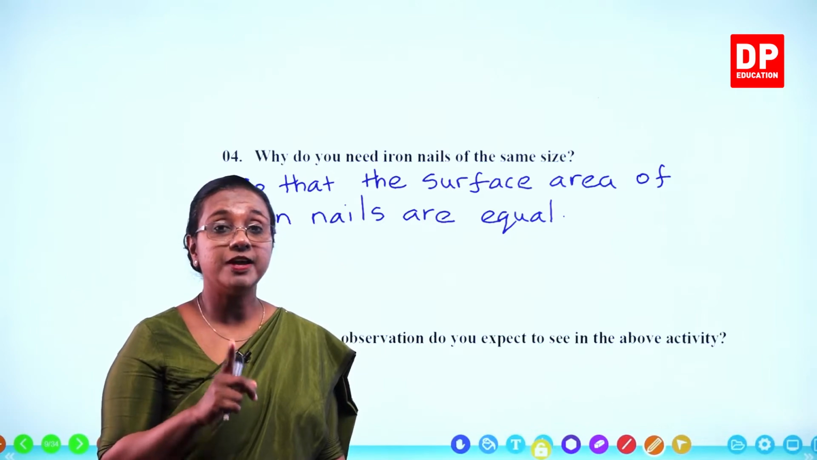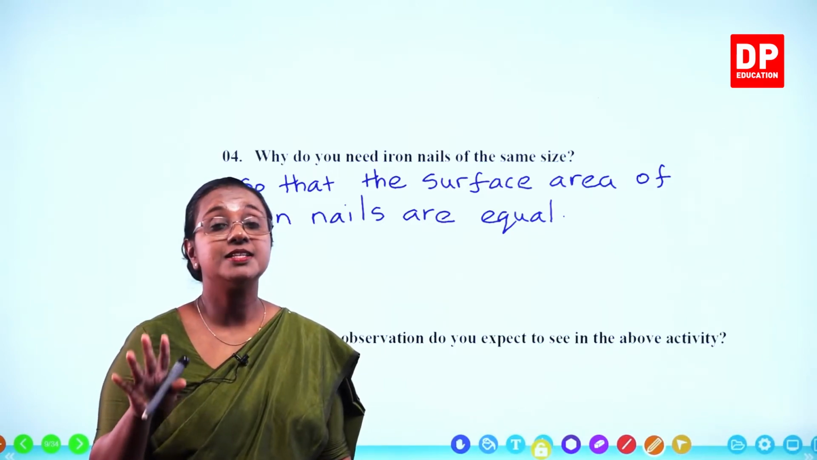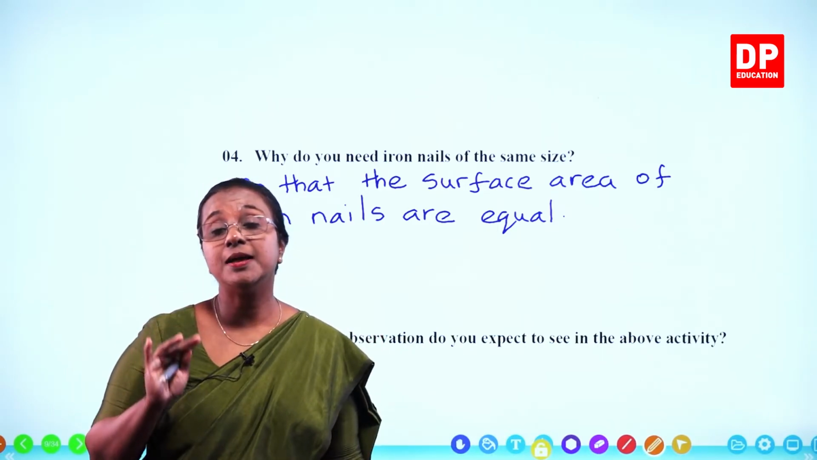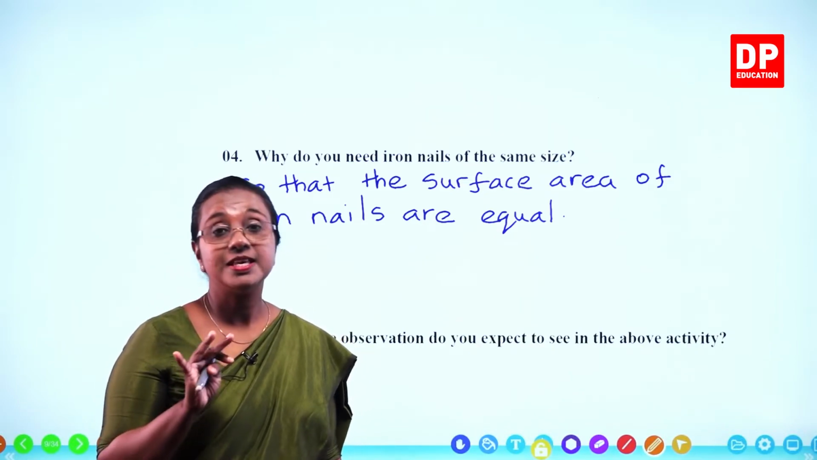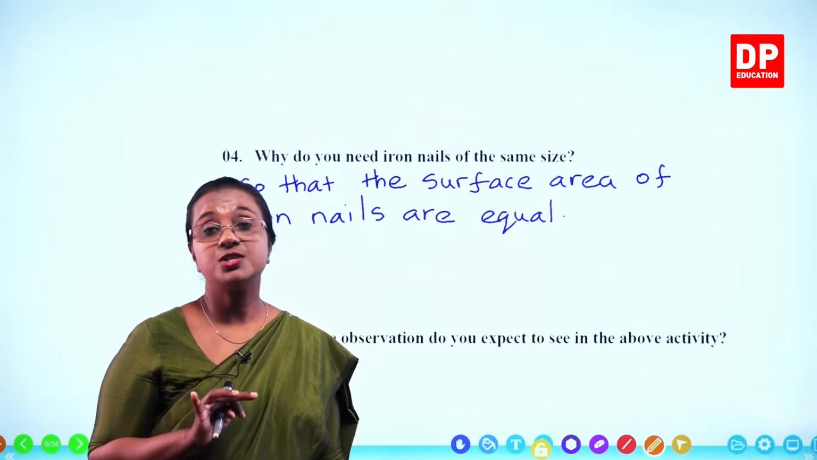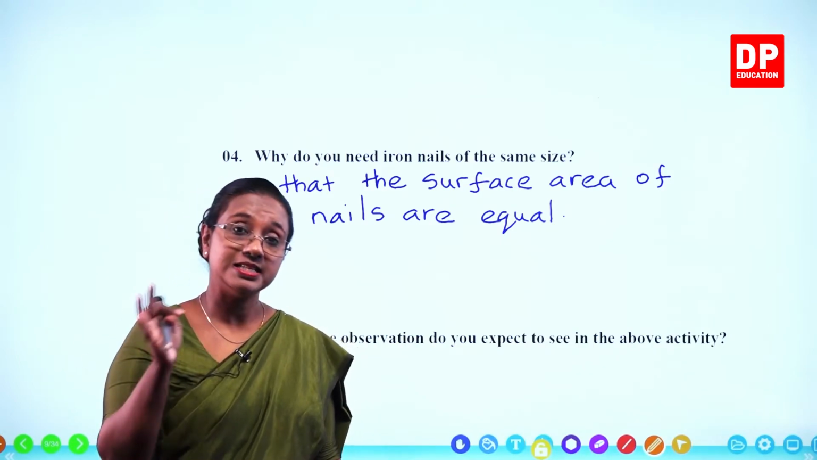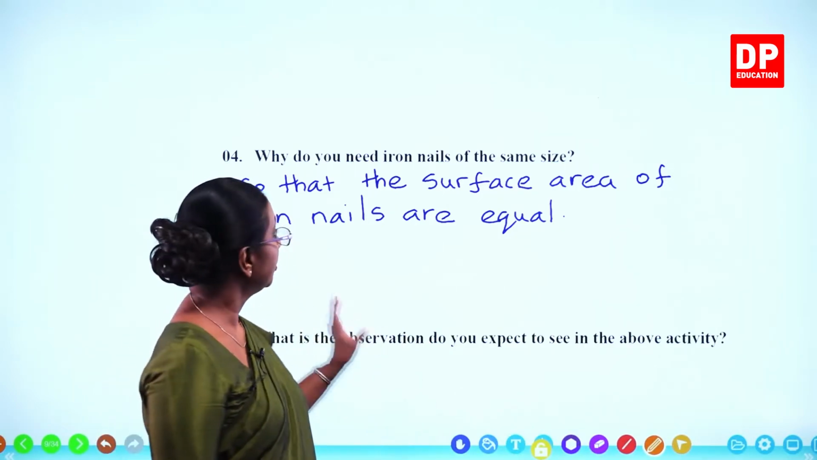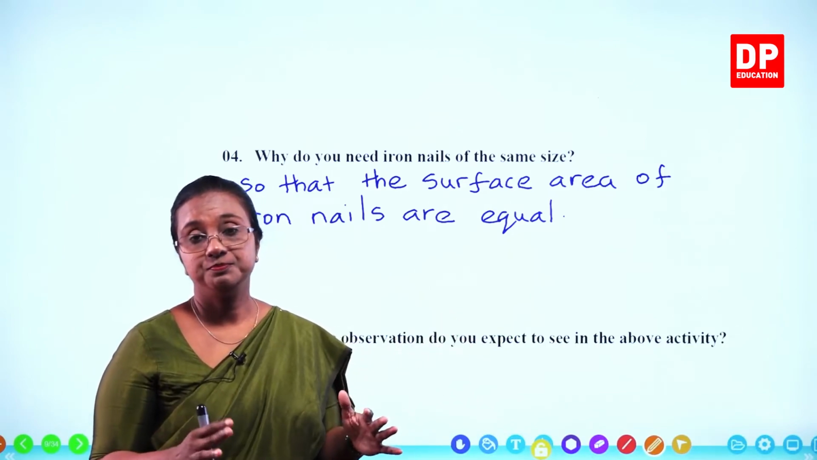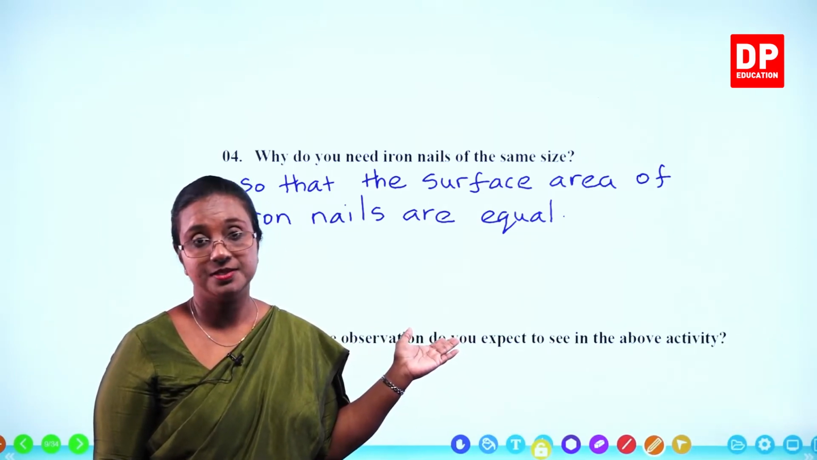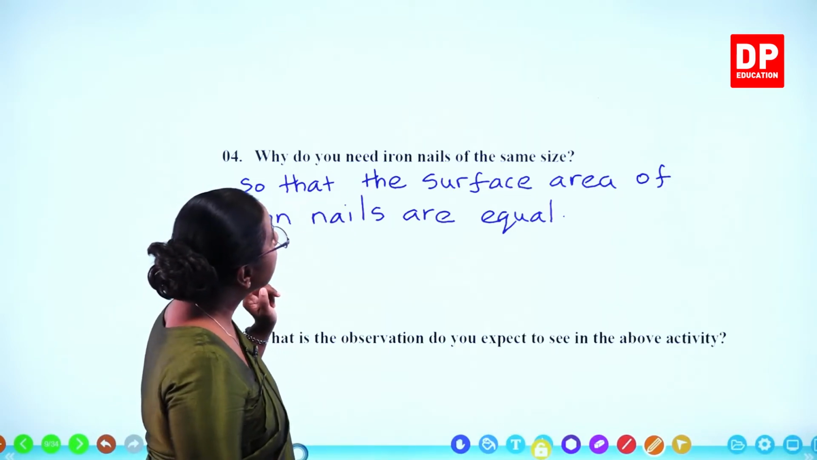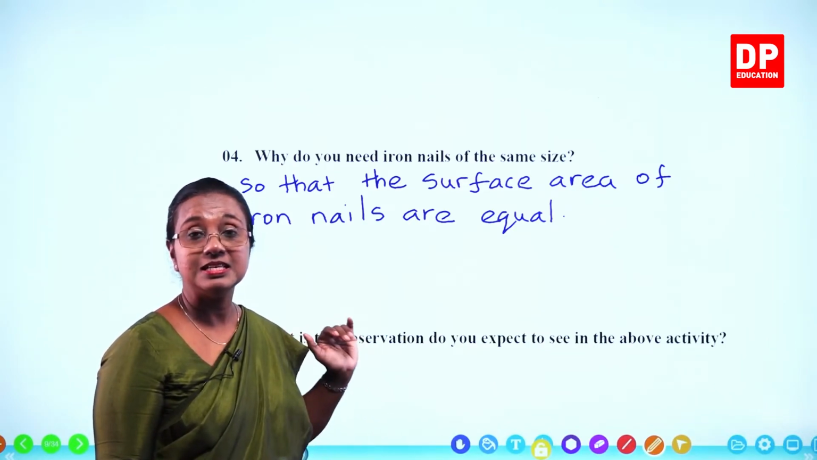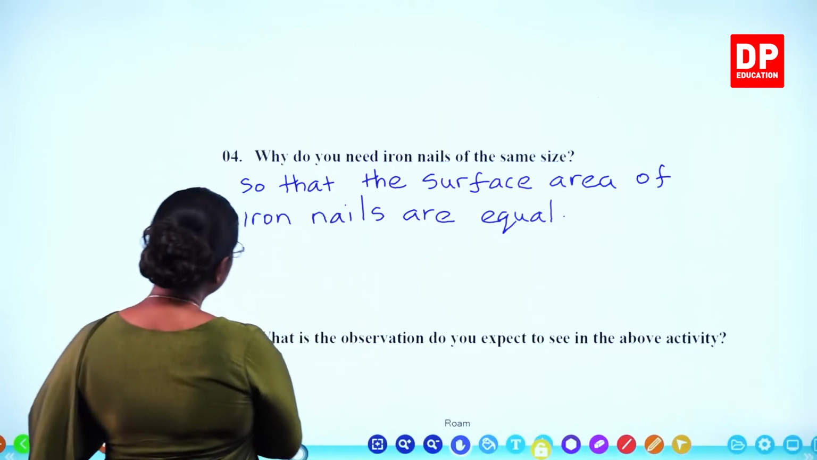If you are observing the effect of one factor, all the other factors have to be maintained constant. So if we are observing the effect of temperature, then surface area has to be constant, concentration has to be constant. If you are using a catalyst, it has to be the same. Otherwise, we don't use a catalyst. So that is how you need to have the two set up in order to observe the effect of temperature. So here we use equal size or same size iron nails so that the surface area of reactants is equal. Then the next one.